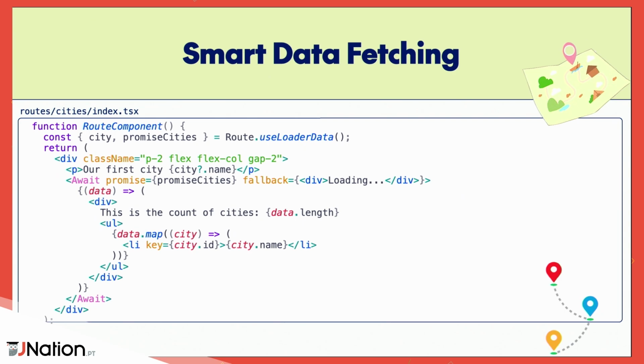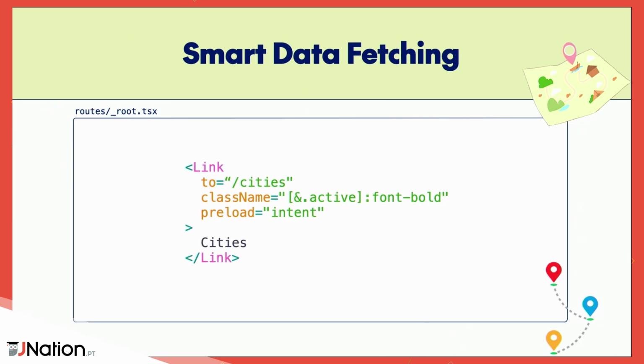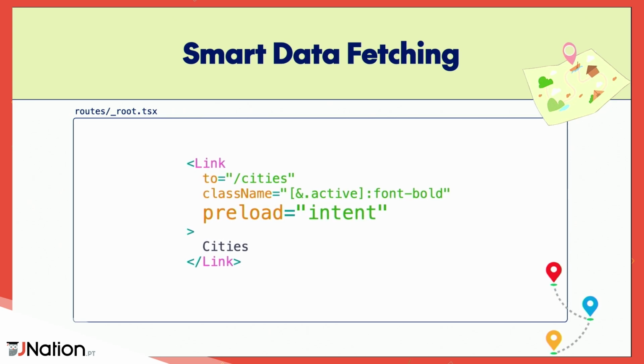And in the root component, we extract it from our use loader data, and we use it in the Await, a component from TanStack Router. We pass the promise. We can pass the fallback. And when it resolves, it will show us a list of cities. Amazing things happening here. OK, but all of this can be loading before we even get to the page. So with the preload intent, when you hover or touch the link, it will start loading the things that are in the loader. And now I'm going to show you everything.